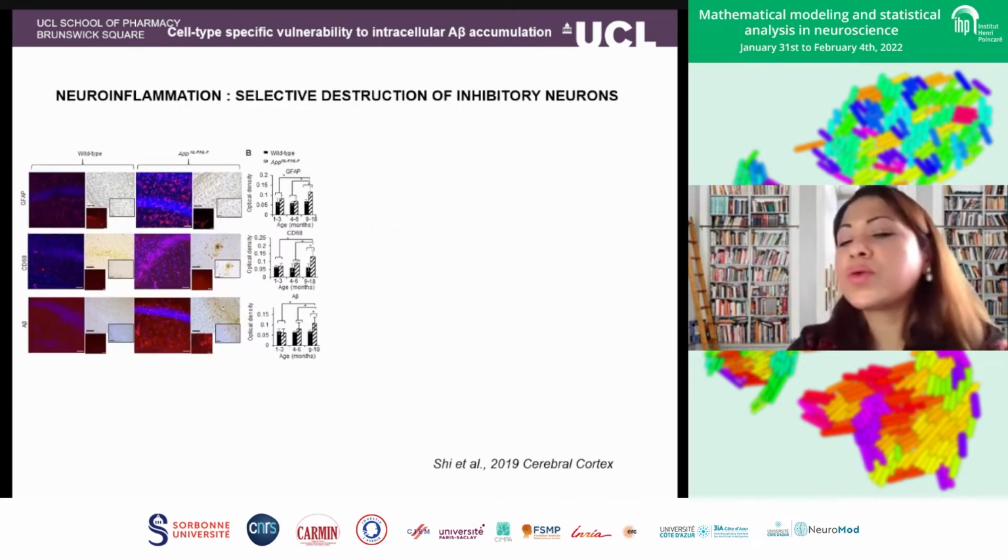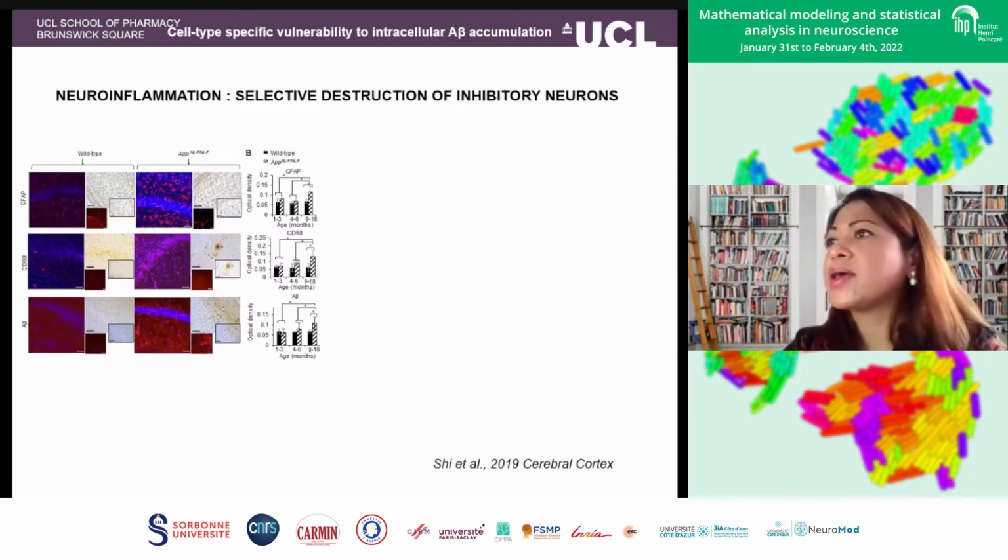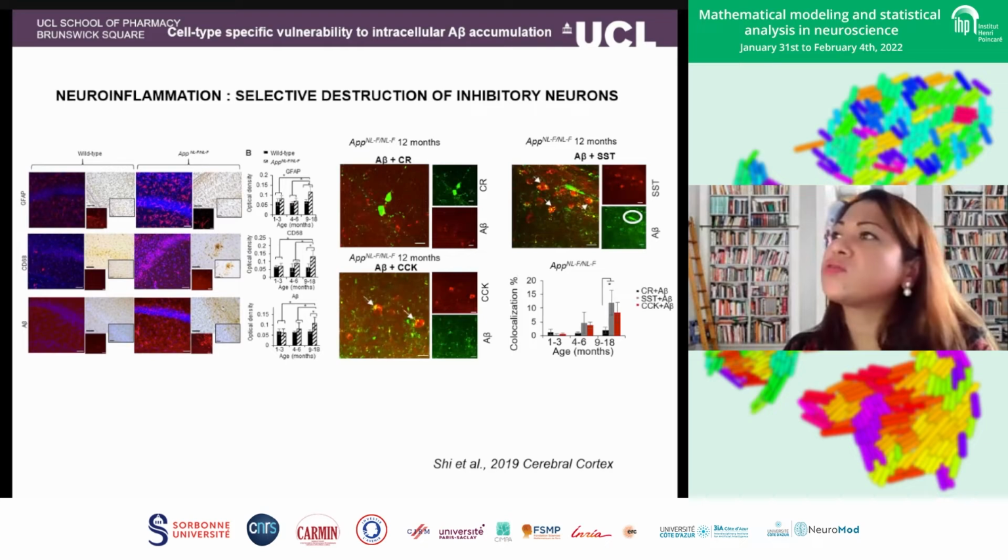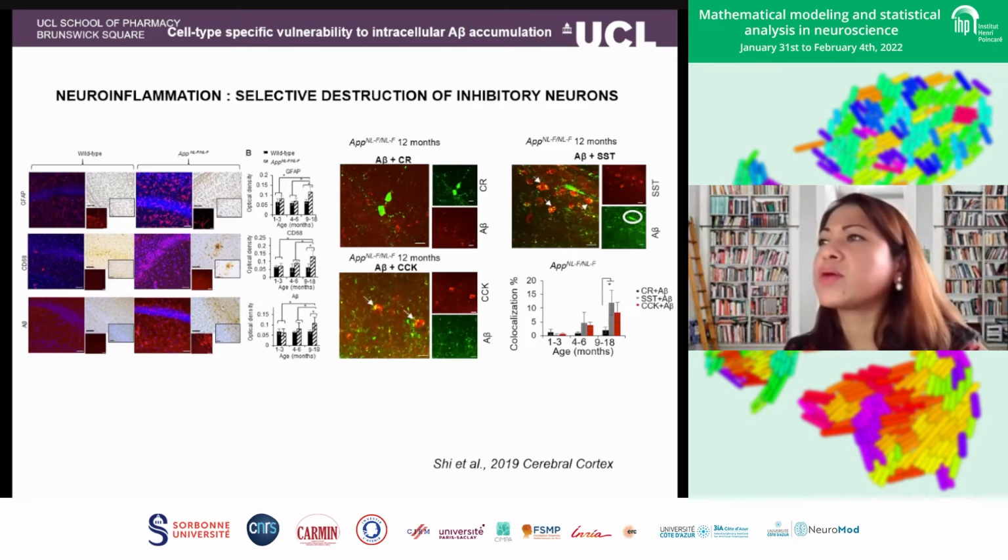And we also see that there is a selective destruction of inhibitory cells. Now, you may think, there's an increase in GABA. Yeah, but there's selective destruction of inhibitory cells. This seems to be really cell type specific.